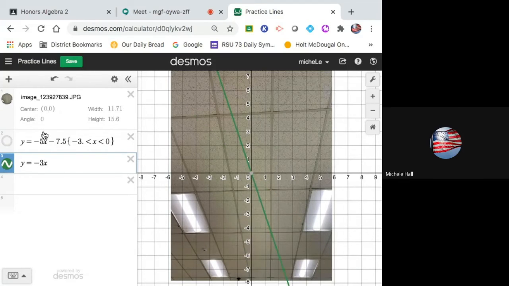3. I'm looking for it to be parallel to that line. Try 4. Try 5. 5 is pretty good. That looks parallel to that line. Then after that point, I would worry about my y-intercept.